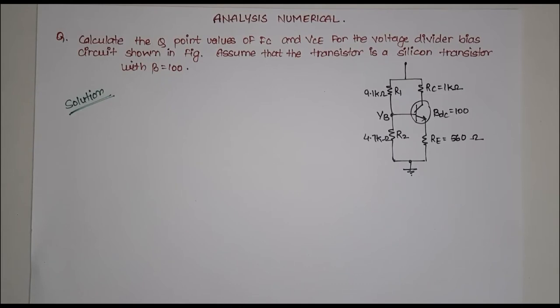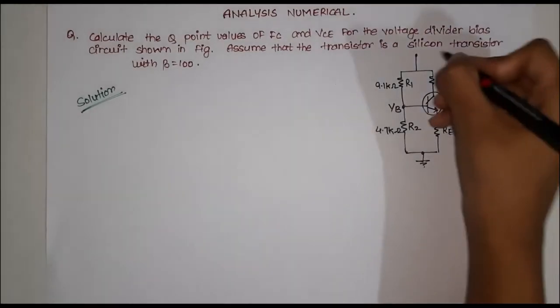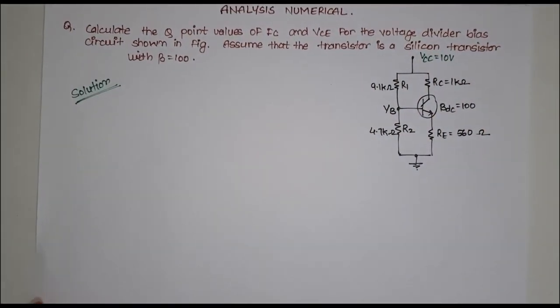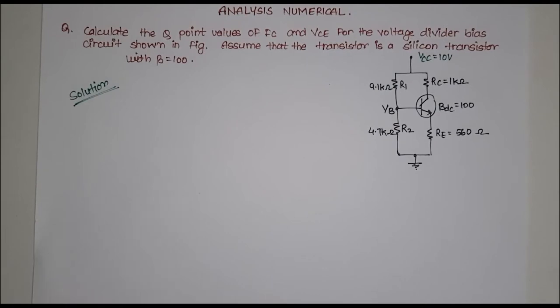So the question is, we need to calculate the Q point values of IC and VCE. मतलब हमें calculate करना है IC and VCE का value that are the Q point के parameters for the voltage divider bias circuit as shown in the figure. Assume that the transistor is a silicon transistor and the value of beta is given to be 100, okay? Also the value of VCC is equals to 10 volt. So these are the parameters that are given to us.